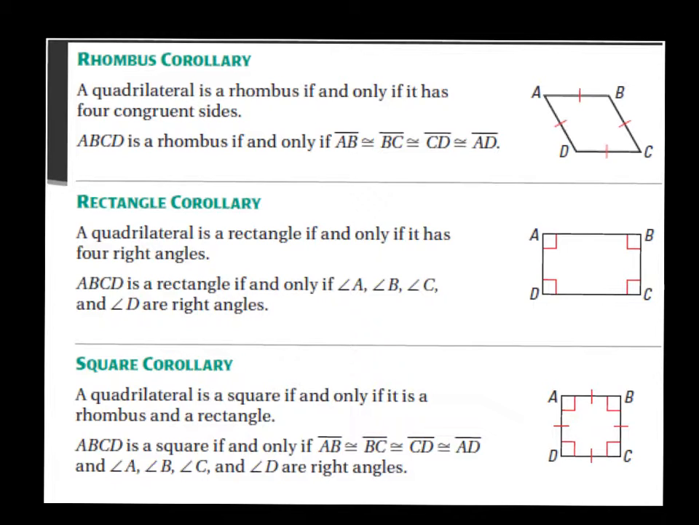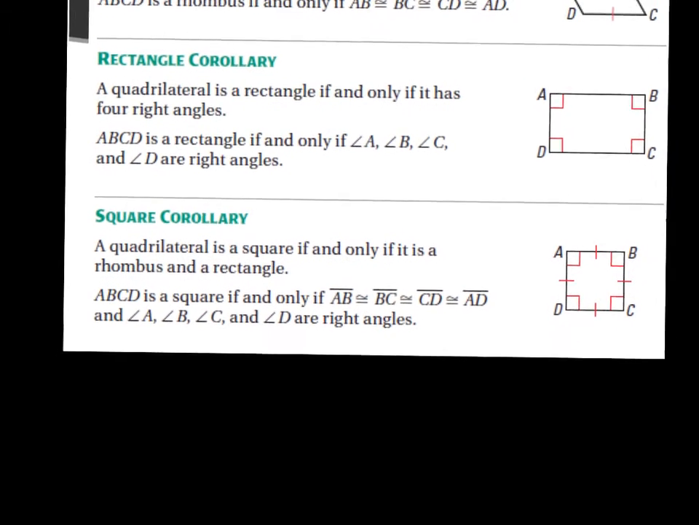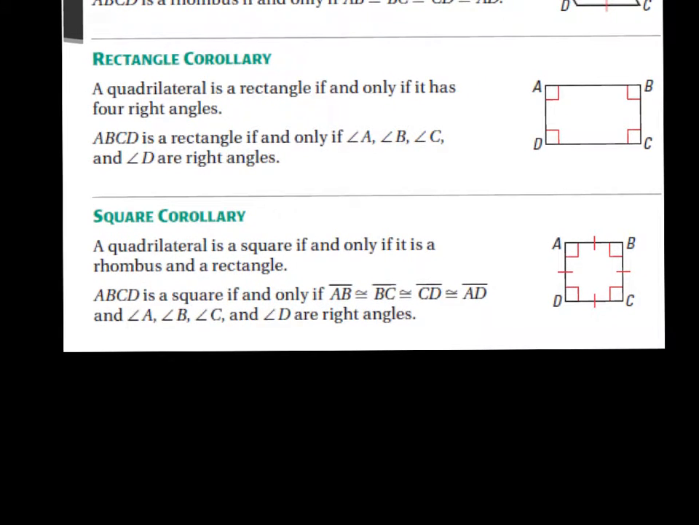So for the first one, in the little diagram there, all 4 of those sides are marked as congruent. So this is a rhombus if and only if all 4 sides are congruent to each other. The second one's a rectangle. This is a rectangle if and only if all 4 angles are 90 degrees, or right angles. And then the last one's a square, which is the combination of the 2. This is a square if and only if all 4 sides are congruent and all 4 angles are right angles.